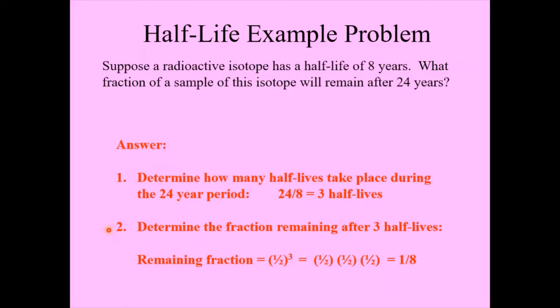So step 2, we're going to determine the fraction remaining after 3 half-lives. Well, each half-life, we cut it by a factor of 1/2. So we have 1/2 times 1/2 times 1/2, which is 1/8. That's how much remains after 3 half-lives. The other way to do it, kind of a shortcut, if you like using exponents in math, you just take 1/2 and you raise it to the 3rd power, because we have 3 half-lives. So 1/2 to the 3rd power, which is 1/2 times 1/2 times 1/2, is the same as 1/8.